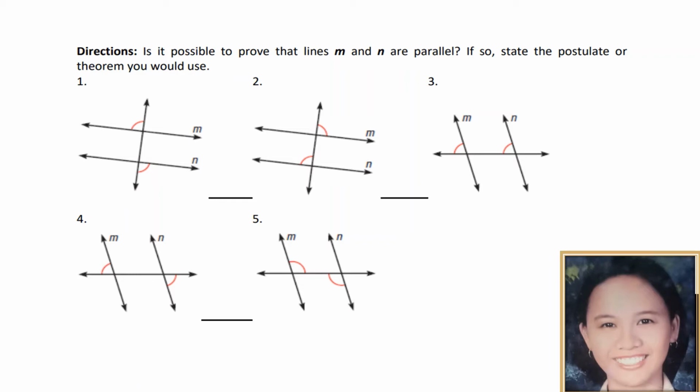Number 4. We have here another pair of alternate exterior angles. So lines M and N are considered parallel since the alternate exterior angles are congruent. And number 5, both angles are also congruent and they are considered alternate interior angles. So we can conclude that lines M and N are parallel.